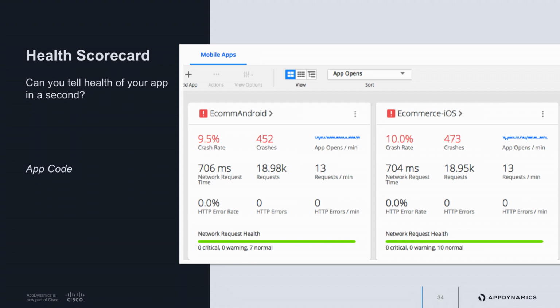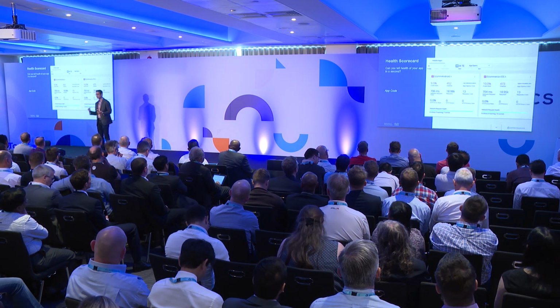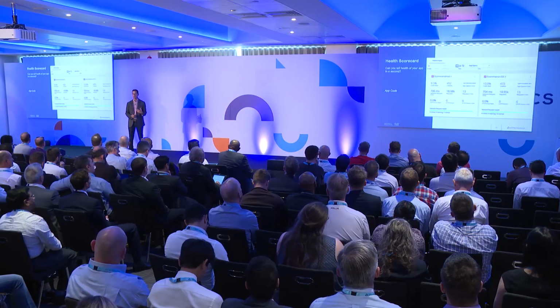You should have this kind of view where you can put out all your applications side by side and say, if it's red, then it's not working fine, or if it's green, it's working fine. I should be able to answer that question in a second. And if it's red, really understand what is causing this issue, or what's causing my application to be not healthy.